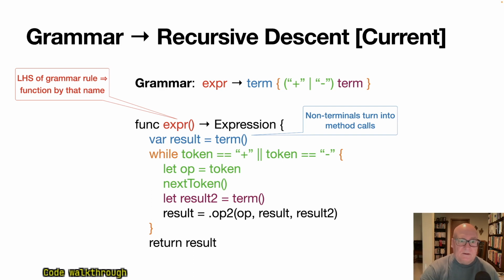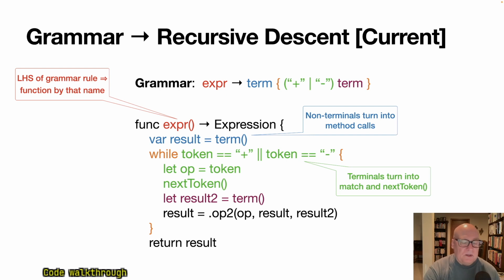And then the repetition goes to a while loop, but the terminals, like the literal token plus or minus, we look and see, is it this or that? In this case, the OR bar, you can see that showing up as a double OR bar. But basically, tokens, you match them.